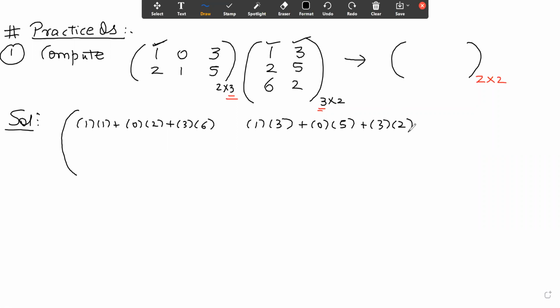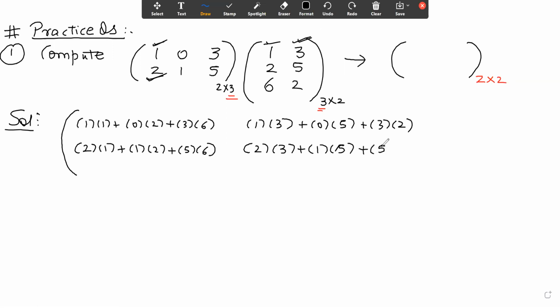Let's come to the second row. 2 into 1 plus 1 into 2 plus 5 into 6 gives me the element in the second row, first column. And similarly 2 into 3 plus 1 into 5 plus 5 into 2, that gives me the element in the last row and last column.